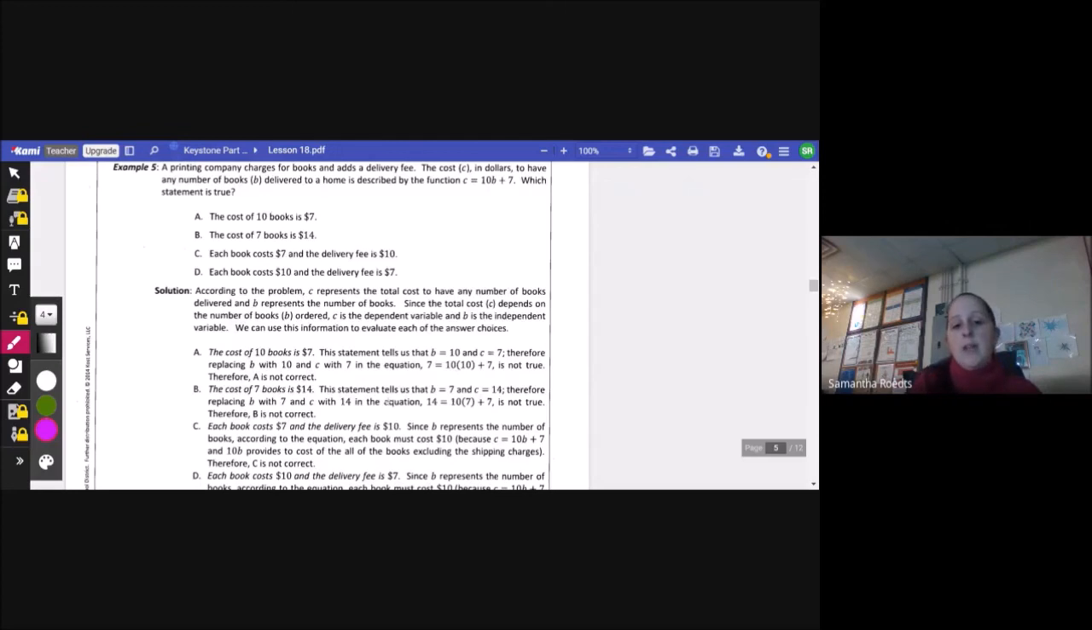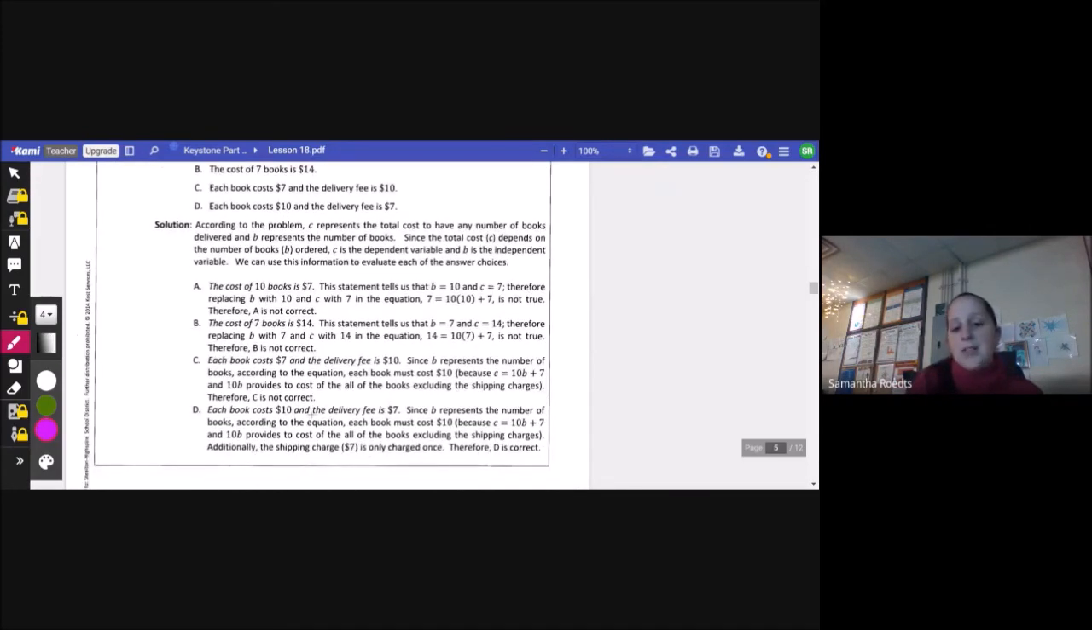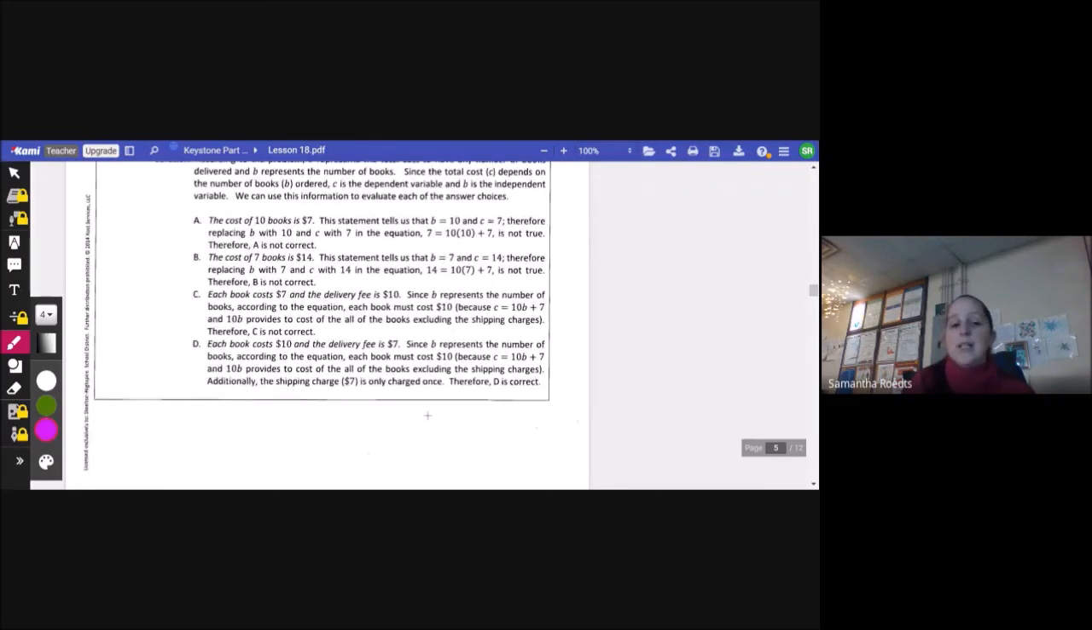So the only answer that I'm left with is D. Each book costs $10 and the delivery fee is $7. Since B represents the number of books, according to the equation, each book must cost $10 because C equals 10B plus 7, and 10B provides the cost of all the books, excluding the shipping charges. Additionally, the shipping charge of $7 is only charged once. Therefore, D is correct.